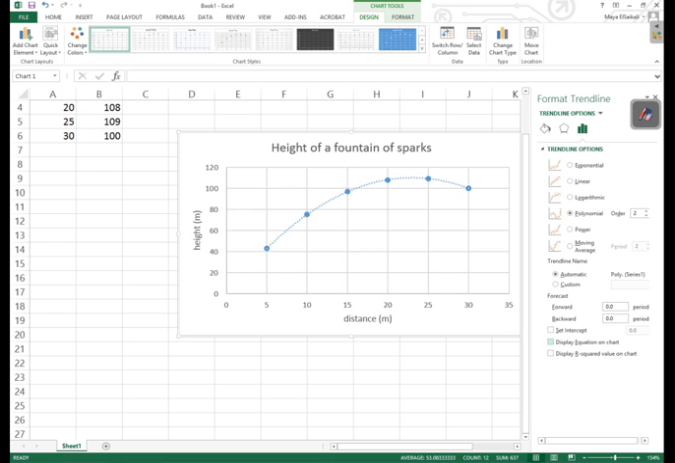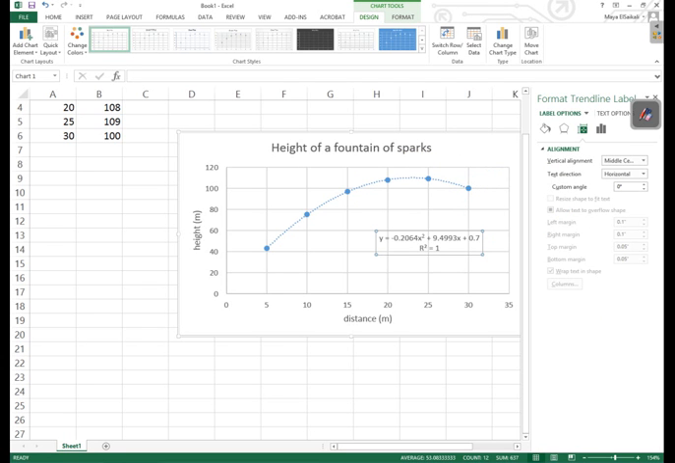Okay, so you should have an equation which is negative 0.2064 x squared plus 9.4993 x plus 0.7. What does it mean that your r squared is 1? That means it's a perfect fit. Remember, if r squared is closer to 1, it won't be above 1. It will be either 1 or below. The closer to 1 it is, the better the fit. So in this case, r squared is actually 1, so that's a 100% fit. Make sense?